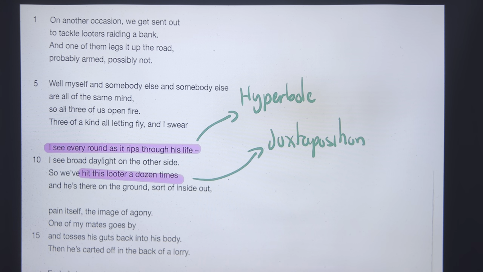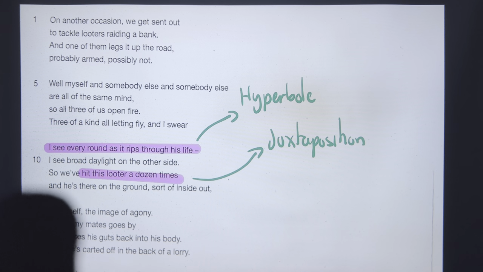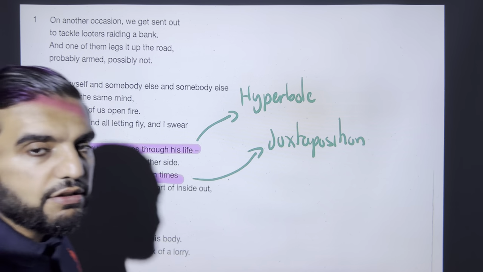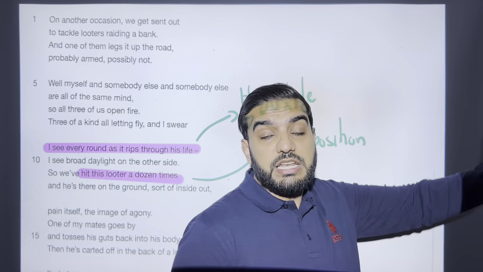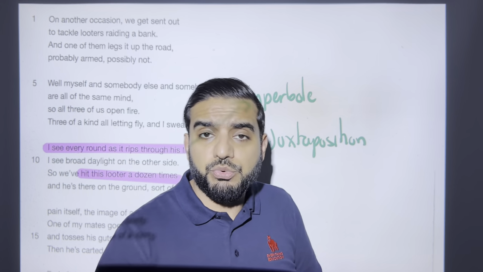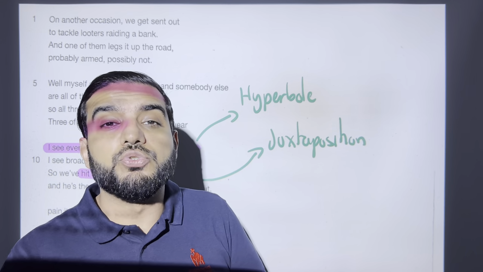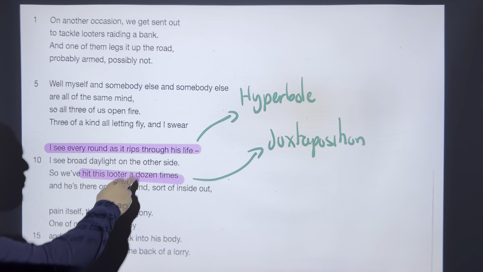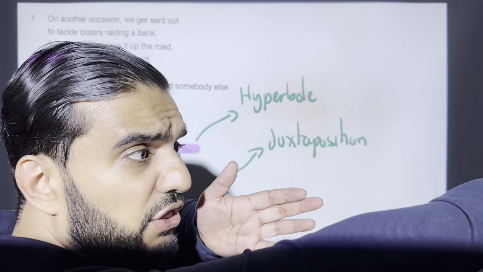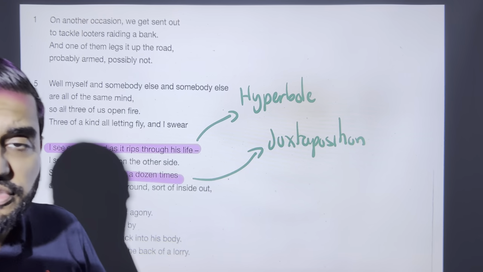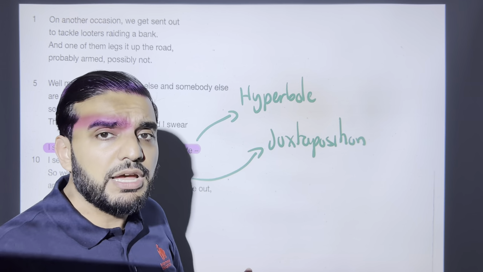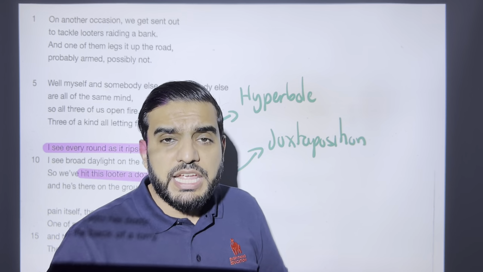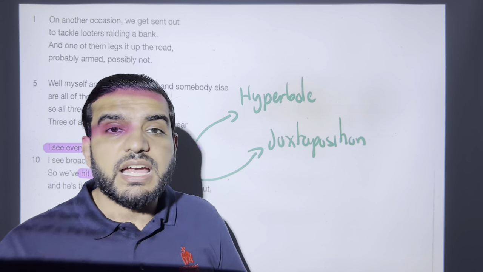Now, what are we doing with these three quotes? "I see every round as it rips through his life." Guys, that is a violent, violent death. They didn't shoot him in the leg. Remember, he was running the other way. They didn't just tap him to disarm him or to drop him. They shot him to kill. The rounds were ripping. I think there's a part there that says they saw broad daylight on the other side. You can literally see right through him. And it shows you the viciousness with which these soldiers killed this man. I compared it to them hunting an animal. That's the prey and they were the hunters.